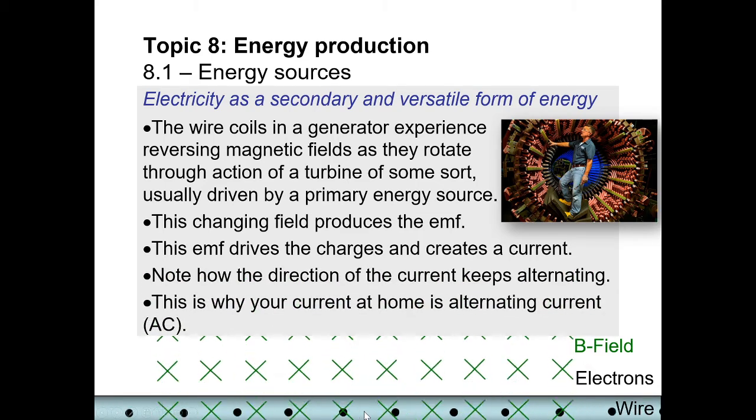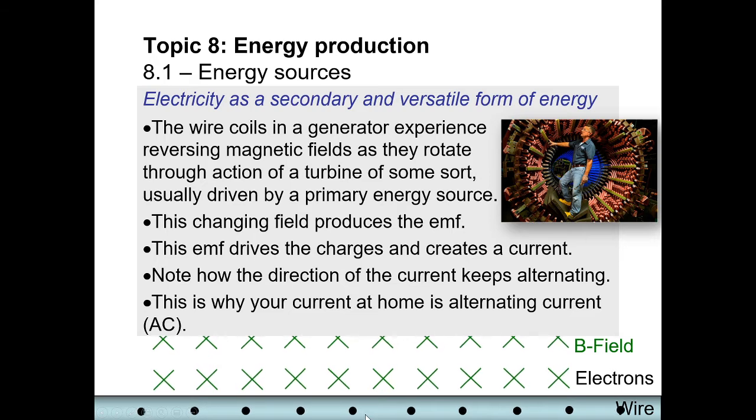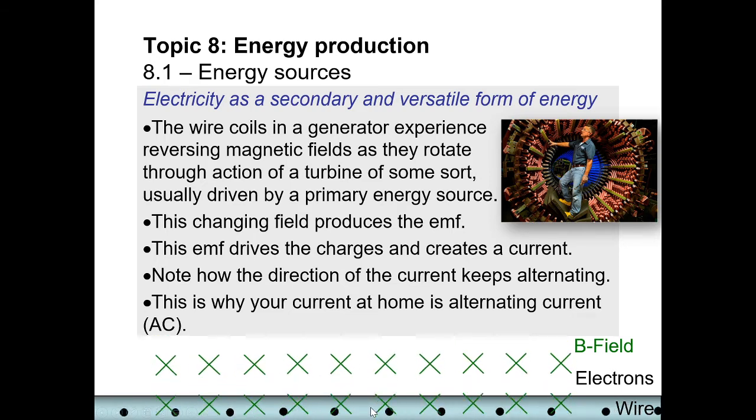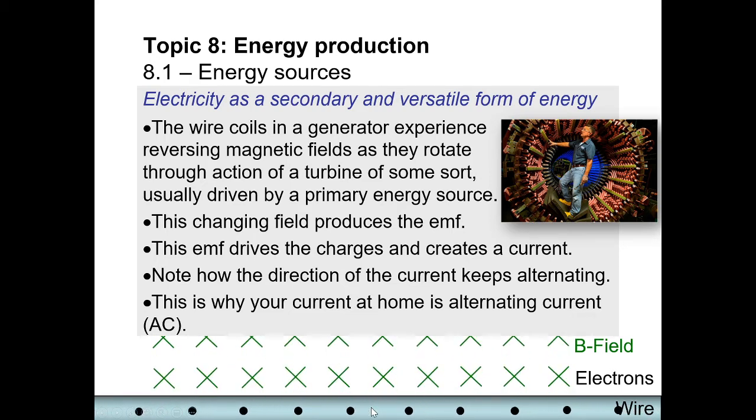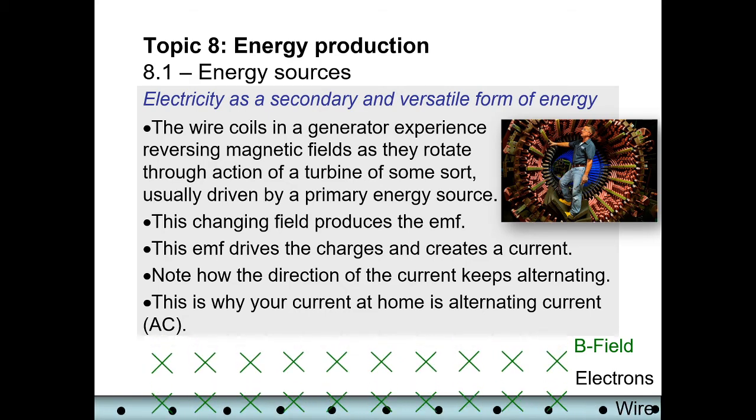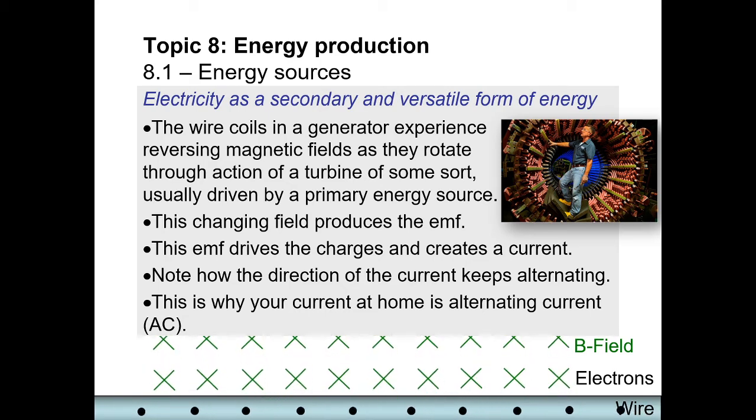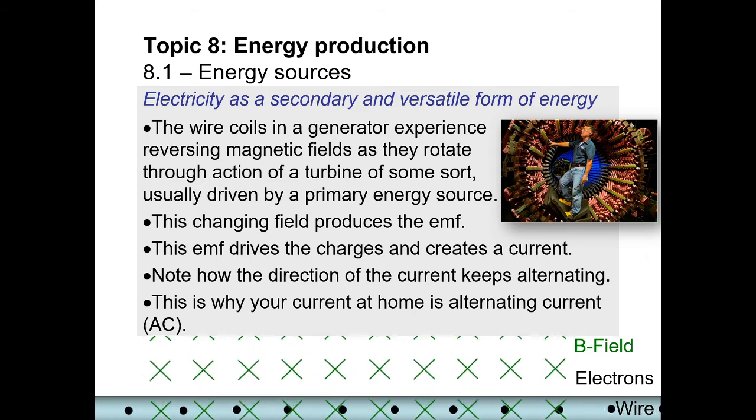Okay, so this is alternating current, and this is why the current at your home is AC. Well, this reason, and also because it's easier to transport. DC and AC current have their own benefits and their own advantages and disadvantages.